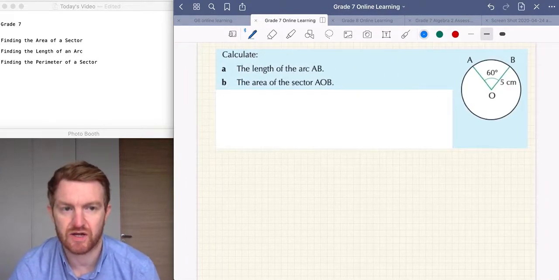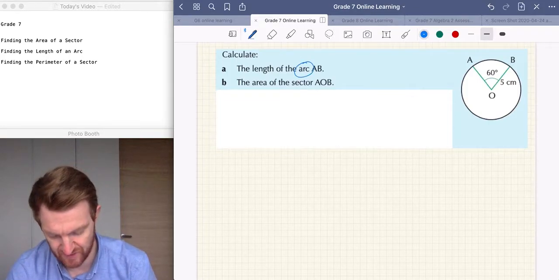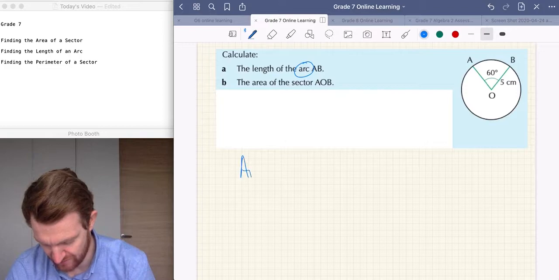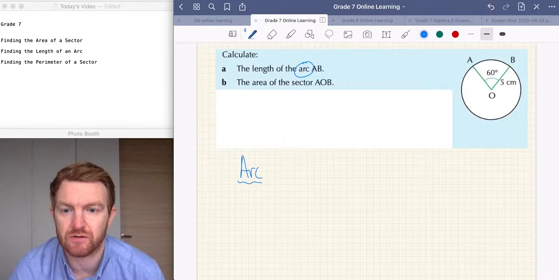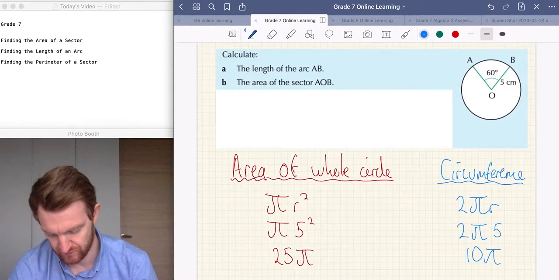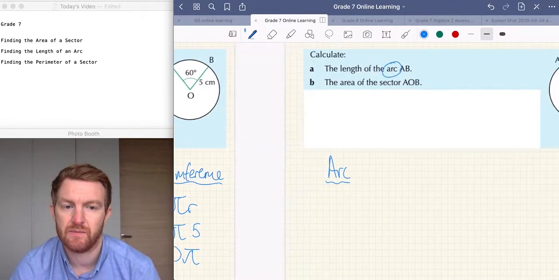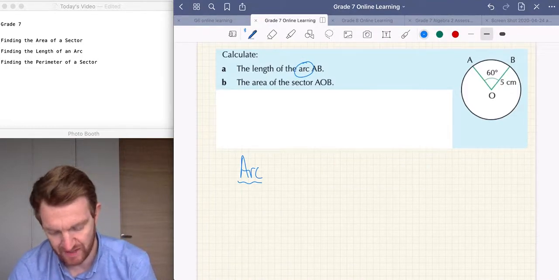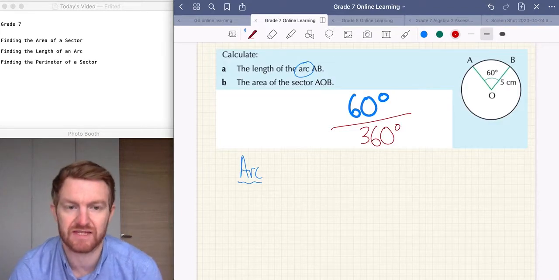Okay, so now we're going to try and do just the length of the arc. So we look at this section we have. The arc, we know, is one section of the circle. It's like a fraction of the circle. It's a small part of the whole. We know if we take the whole circle, it's 360 degrees all the way around. But we don't have 360 degrees here. We only have 60 degrees. But we have 60 degrees out of the total, out of 360 degrees altogether.